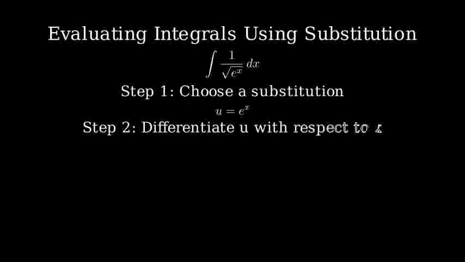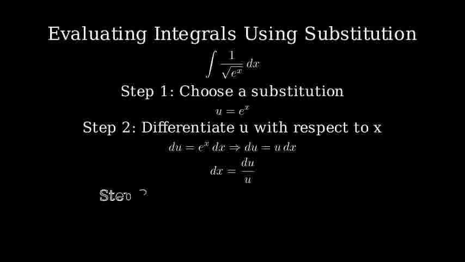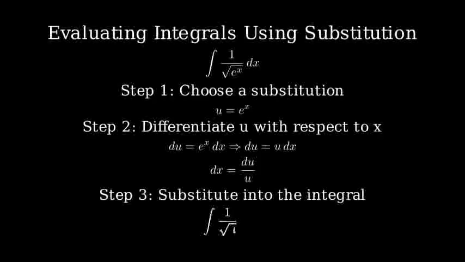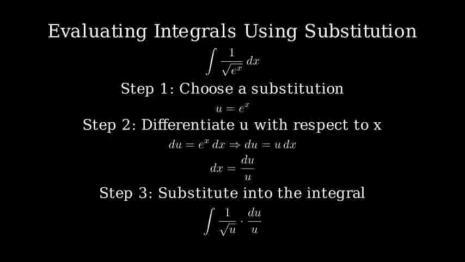Step 3. Substitute u and dx back into the integral. This changes the integral into the integral of 1 over the square root of u multiplied by du divided by u. Step 4. Simplify this integral. Dividing by u gives us 1 over u to the power of 3 halves. Integrating this term in terms of u is more straightforward.